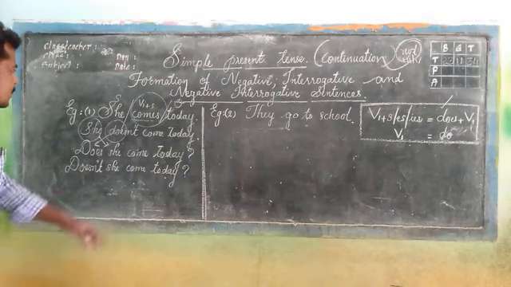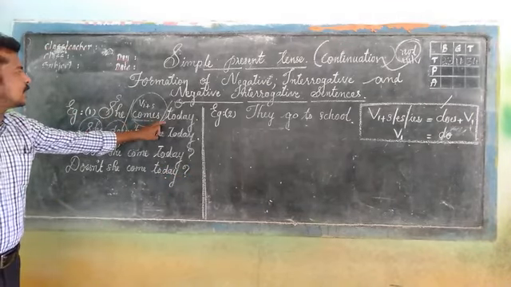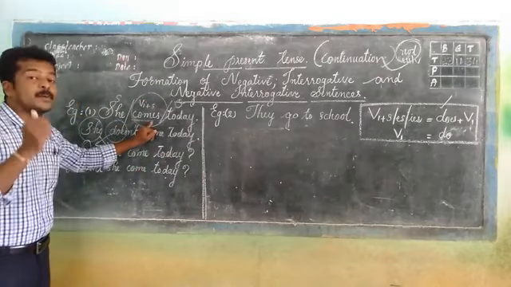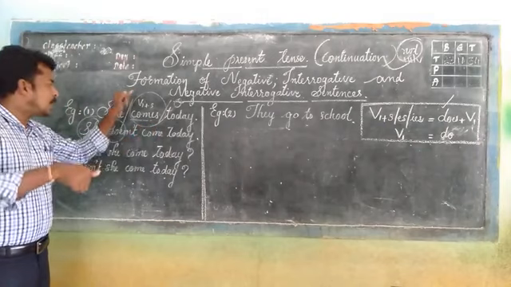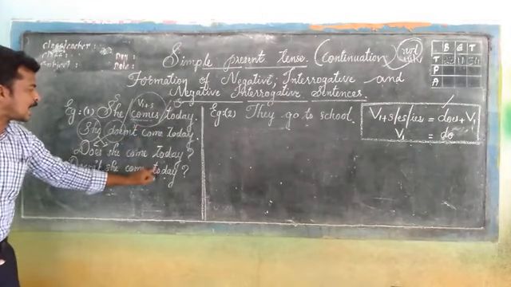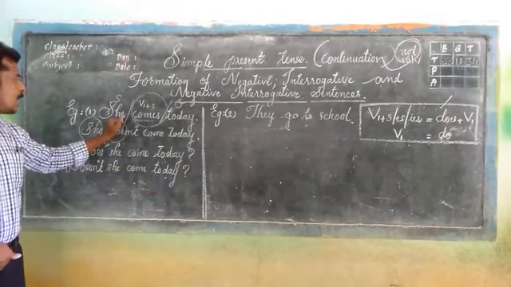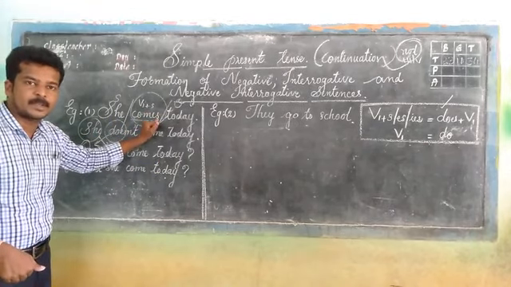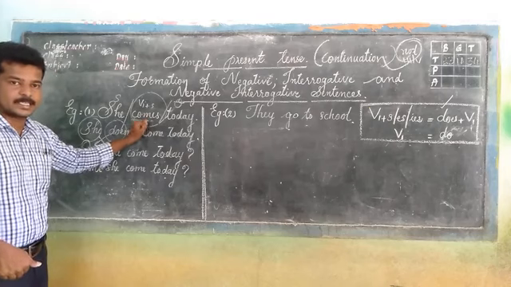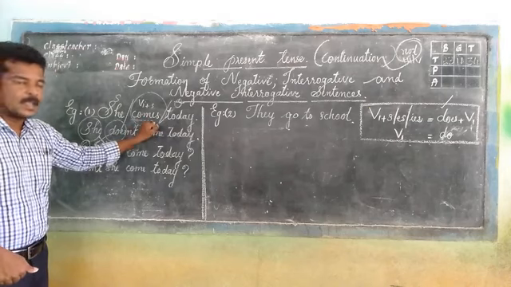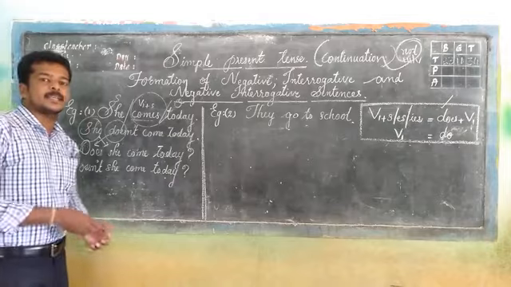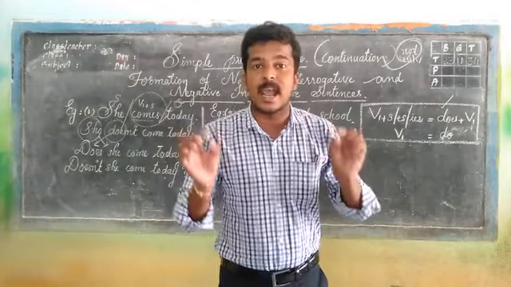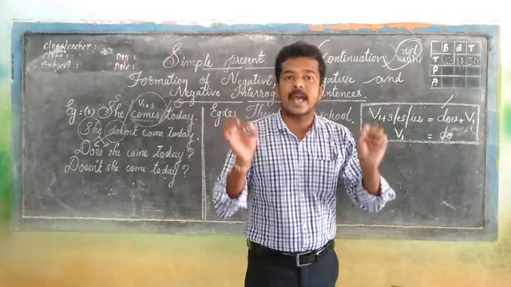Listen, I repeat. She comes today is the given sentence, and our intention is to change this affirmative positive sentence to negative and interrogative. And as I told you, she comes today, this sentence is expressed in simple present tense because the verb ends with es. Come plus es is used here. And in order to make a negative sentence, as I told you many times, just add not along with the helping verb.